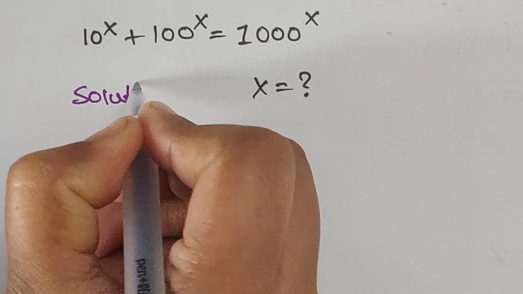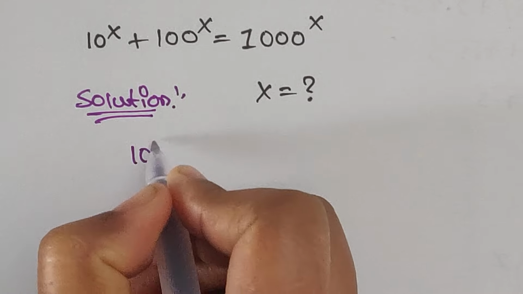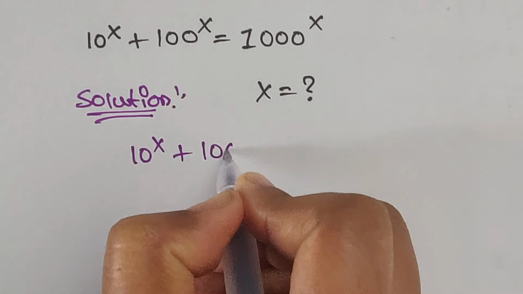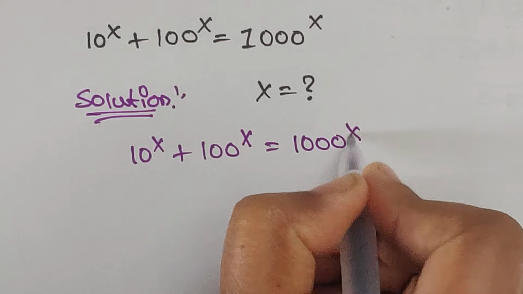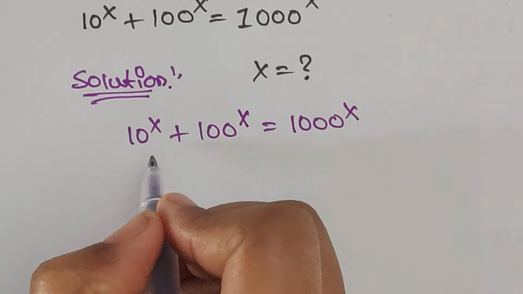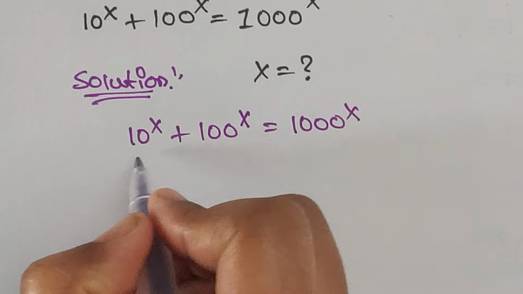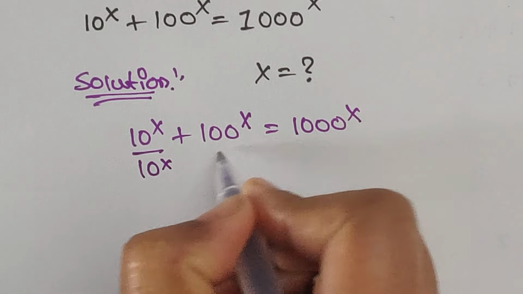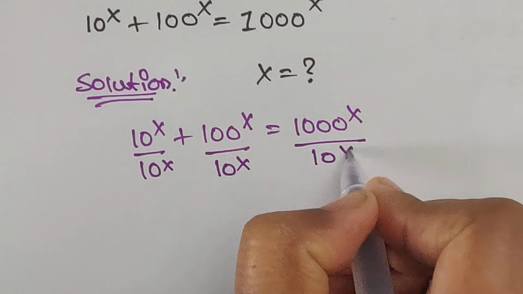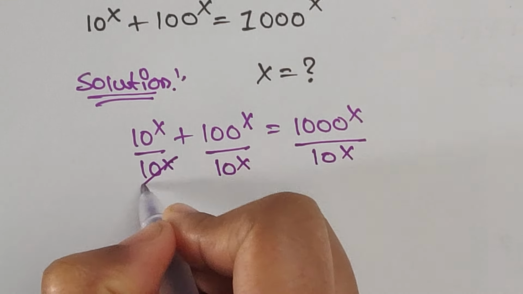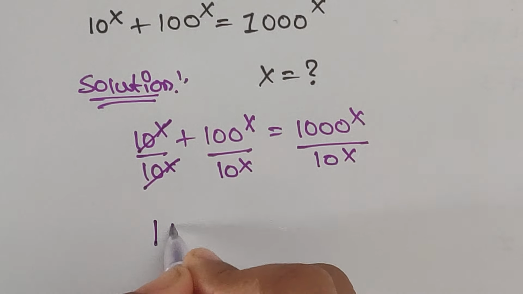Solution. So 10 to the power of x plus 100 to the power of x equal 1000 to the power of x. So now divide by 10 to the power of x on both sides. So 10 to the power of x, 10 to the power of x get cancelled. So then we will get 1 plus.